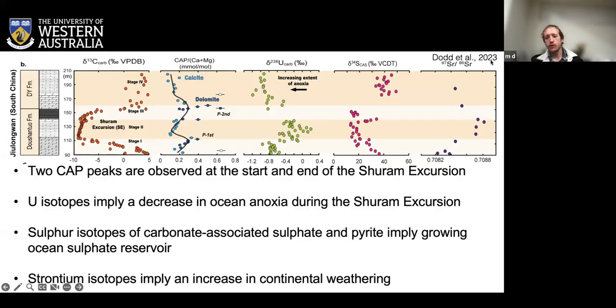So the strontium data you see in this figure is what most people accept as the seawater strontium signal for the Shuram excursion. But in the Death Valley section, we also measured strontium isotopes, and they were just way off what this South China section was. But yet the CAP data was still the same, and still preserved the same sort of trend.